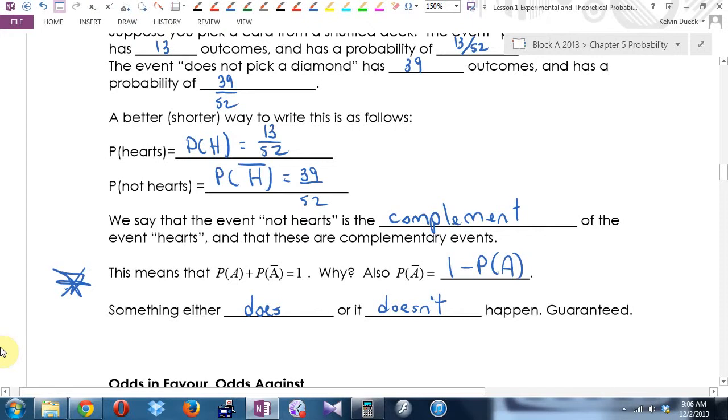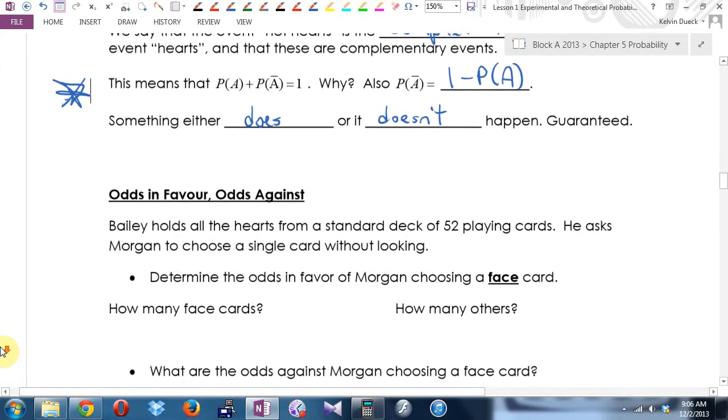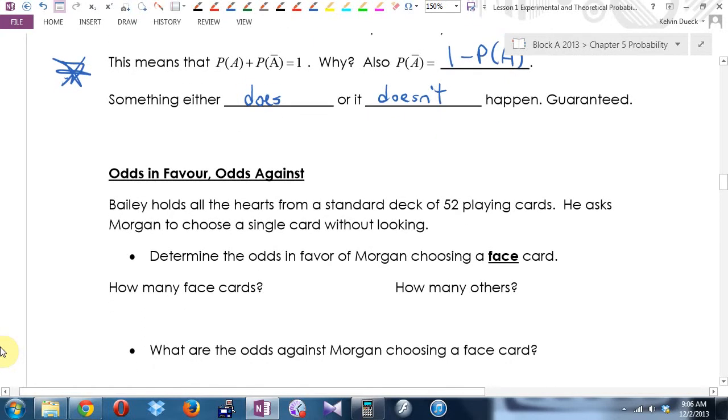So, a bit of probability. Now let's talk about odds. Odds in favor, odds against. Bailey holds all the hearts from a standard deck of 52 playing cards. He asks Morgan to choose a single card without looking.